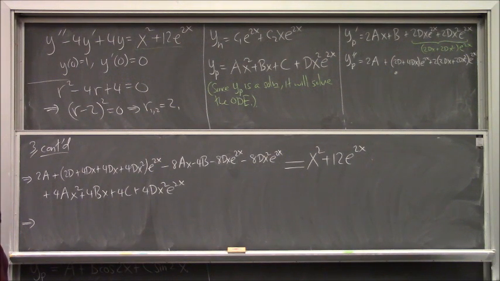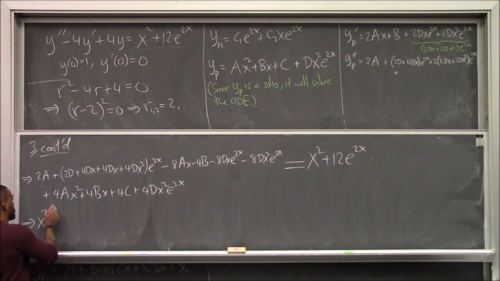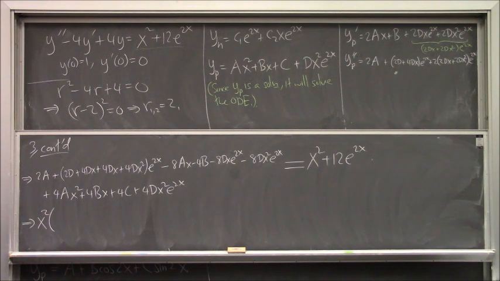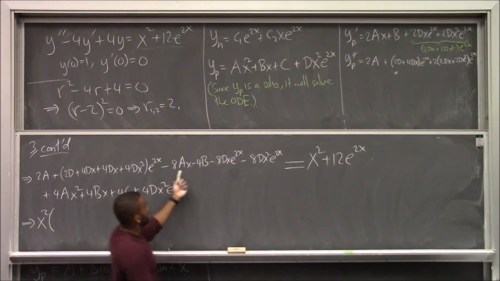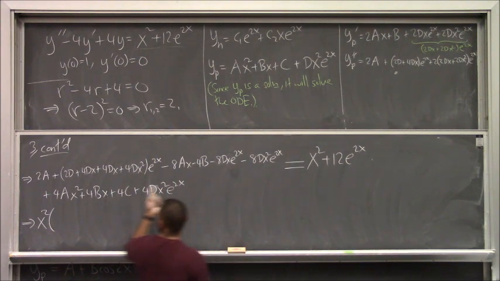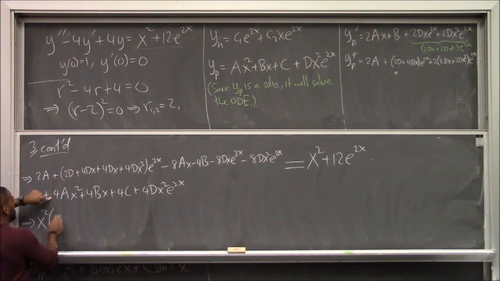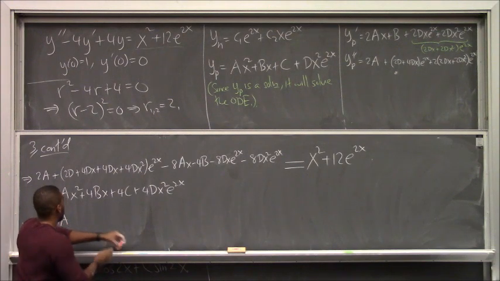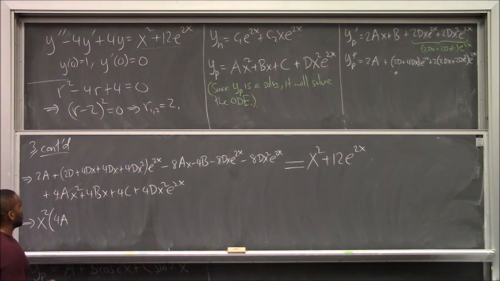Let's do one thing at a time. Let's look at all the x squares. Group all the x squares. How many x squares do we have? Minus 8d e to the 2x, 2, 4, 4. This one, 4a. 4b. At the end, 4dx squared e to the 2x. These are all the x squares there.